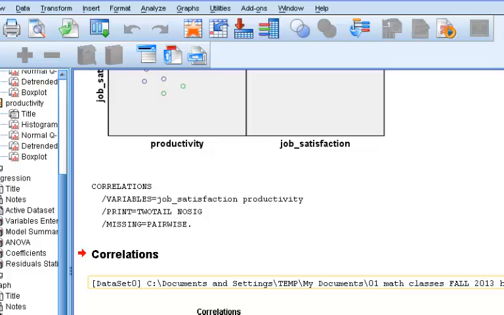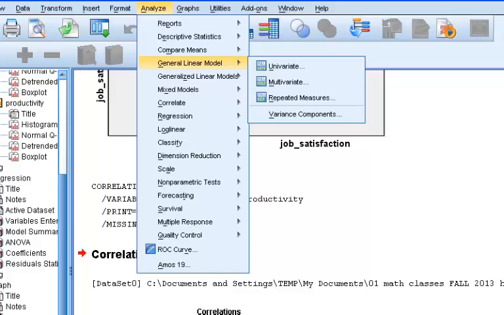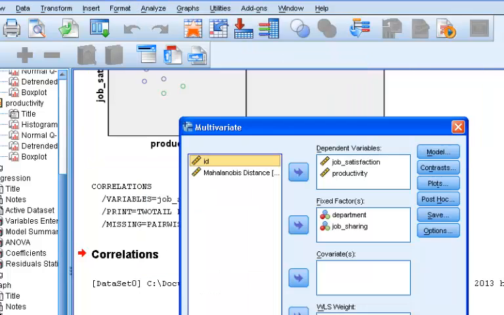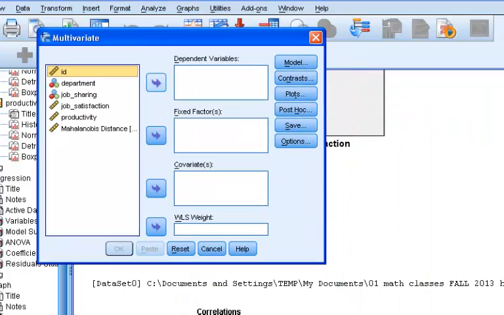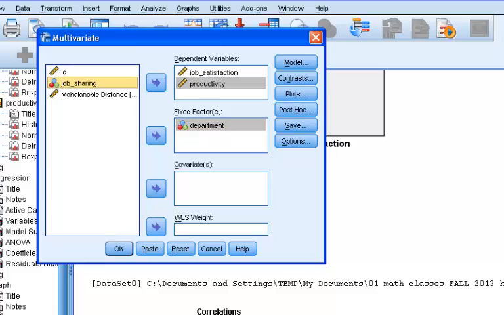Homogeneity of variance covariance matrix. The good news is here that we get to actually run the MANOVA. So we're going to go to Analyze, General Linear Model, Multivariate. Okay. Our DVs are job satisfaction and productivity. Our grouping IVs are department and job sharing.